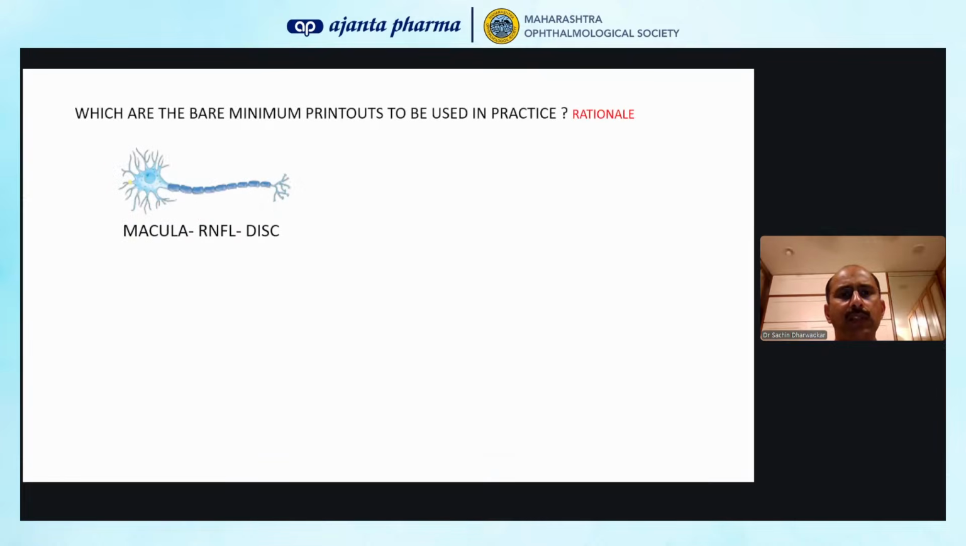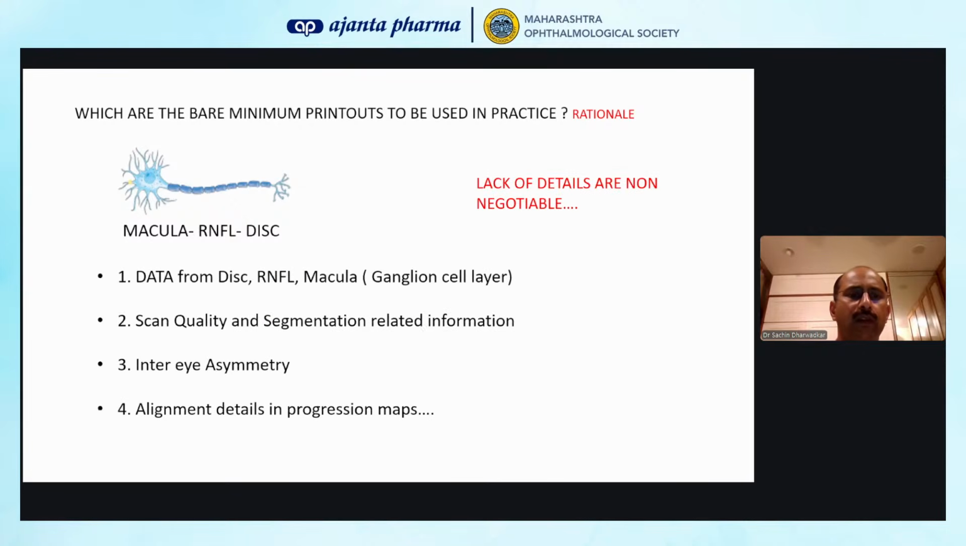Here are the bare minimum printouts in clinical practice. You understand this simple concept; this is the rationale for which printouts you should use. You should have everything that tells you about the entire neuron, that is the ganglion cell, the RNFL, and the disc. This is the ganglion cell body, which is the GCL. This is the RNFL, and this is the disc. You should have all three parameters seen on the map at one time. You should have scan quality and segmentation-related information on the map, inter-eye asymmetry, and alignment details in the progression map. These are the basic things that you need to see on a printout to be satisfied to make a decision basis the reports. Otherwise, you have to go to the machine console and check.